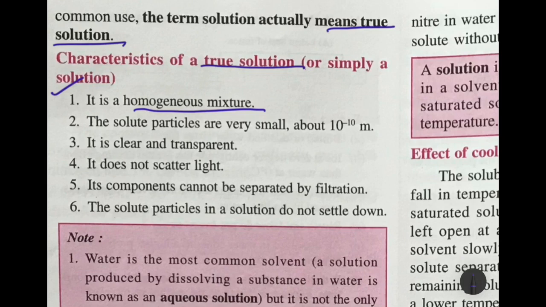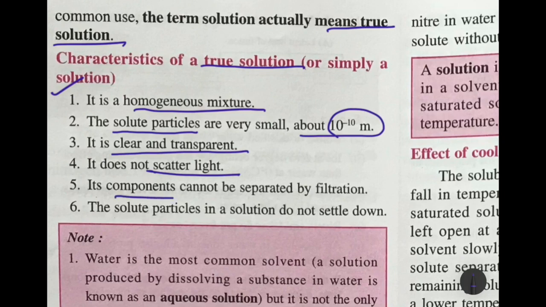And as already mentioned, the solute particles are very small, about 10 to the power of minus 10 meter. It is very clear and transparent. It does not scatter light, meaning light will pass right through it. It is that transparent, and we cannot separate the components by filtration because they are mixed together. The solute particles in a solution do not settle down because it has mixed, so it is not like solid inside, so it will not settle down.